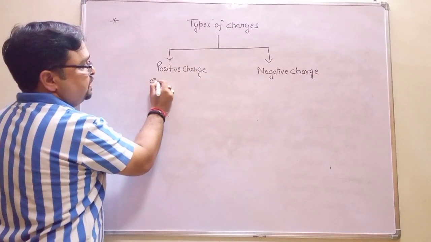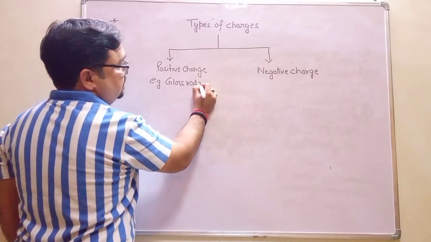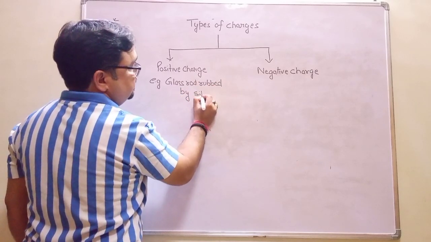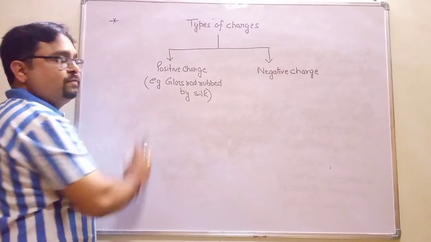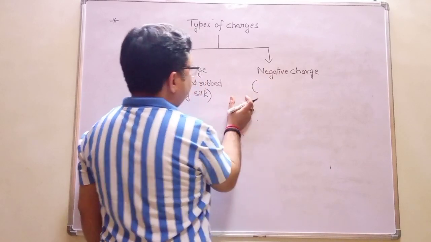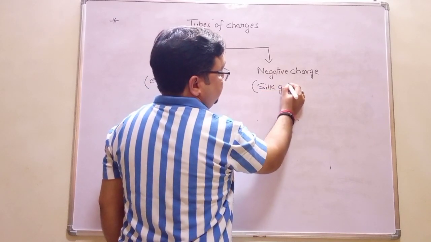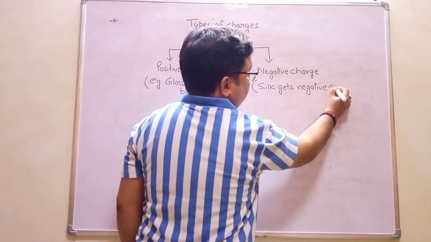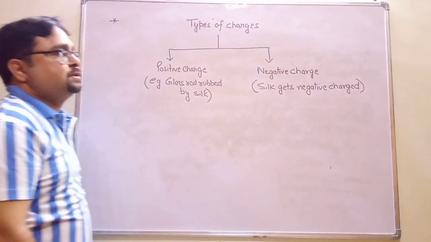You can write here example, glass rod rubbed by a silk cloth. So glass rod will be positively charged. Negative charged: when you rub the glass rod by silk, silk gets negative charge. So silk is negatively charged.